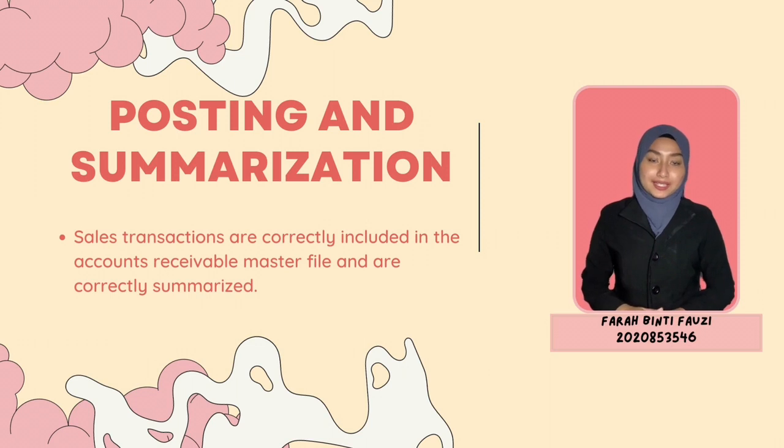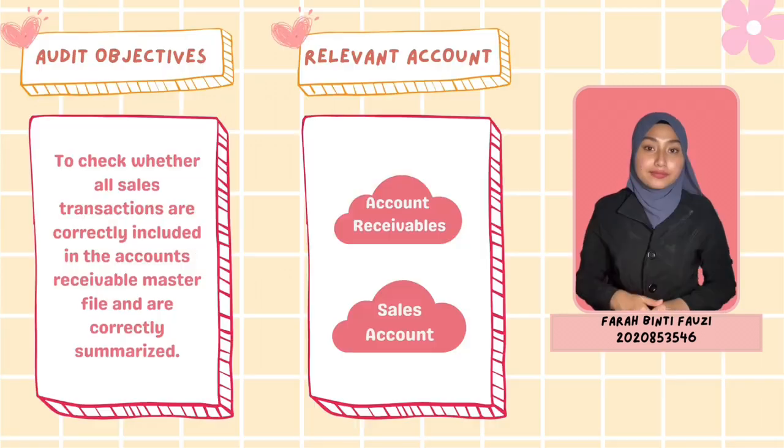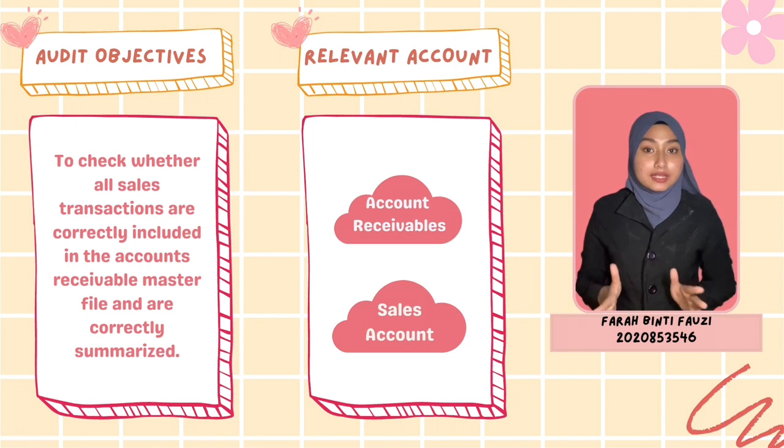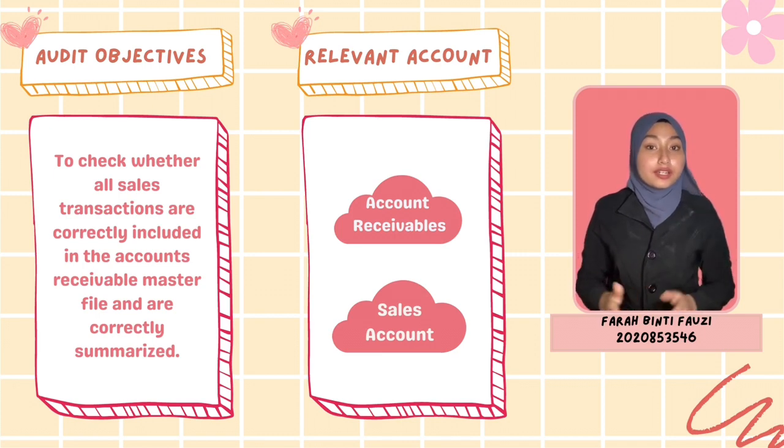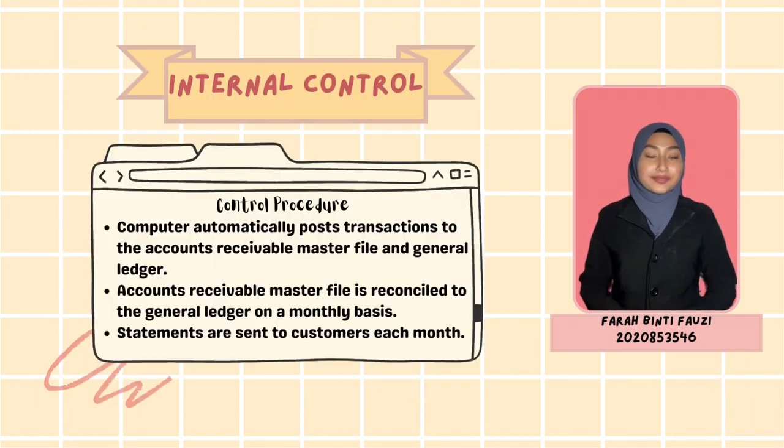Move on to the next section, posting and summarization. Posting and summarization means when sales transactions are correctly included in the accounts receivable master file and are correctly summarized. The audit objective of posting and summarization in sales transaction is to check whether all sales transactions are correctly included in the accounts receivable master file and are correctly summarized.